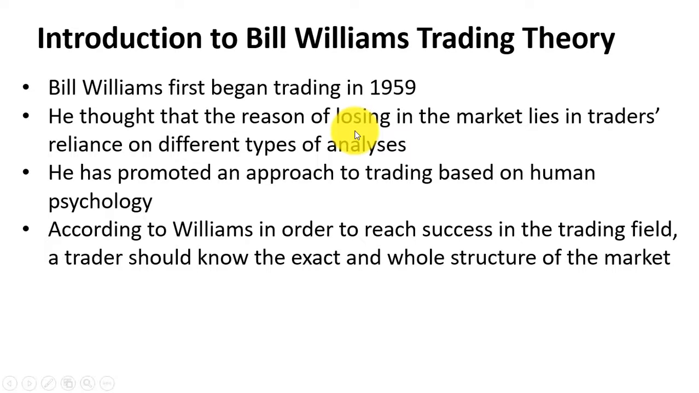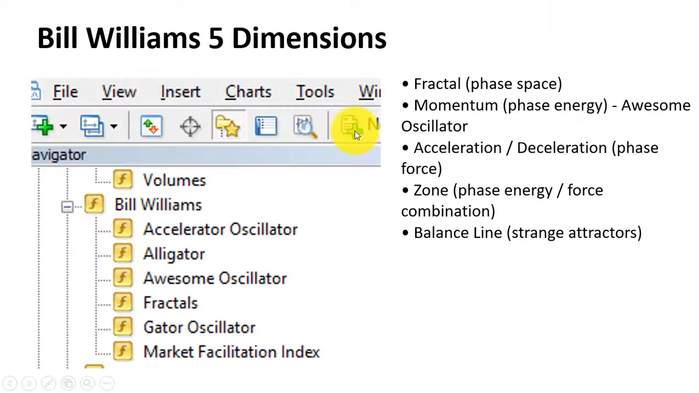According to Williams, in order to reach success in the trading field, a trader should know the exact and whole structure of the market. This can be achieved by analyzing the market in 5 dimensions. So here are Williams' 5 dimensions. We have the fractal phase, the momentum phase, the acceleration deceleration phase, the zone, and the balance line.